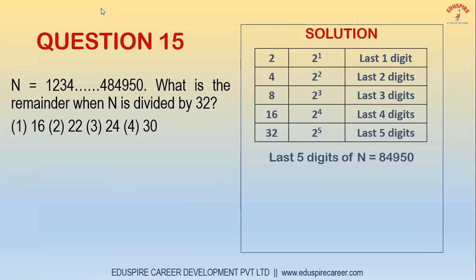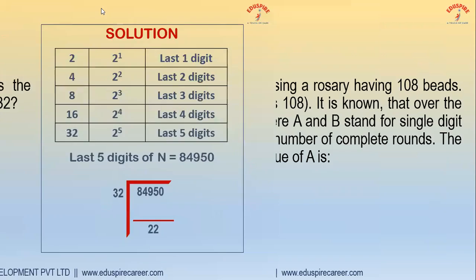Of course, that's 84950. Then all you have to do is to manually divide 84950 by 32, and as a result, you will find 22 as a remainder. All right. So the answer to this question will be 22, which is option 2. Okay, a very conceptual question from understanding divisibility rules. Moving on to the next sum.